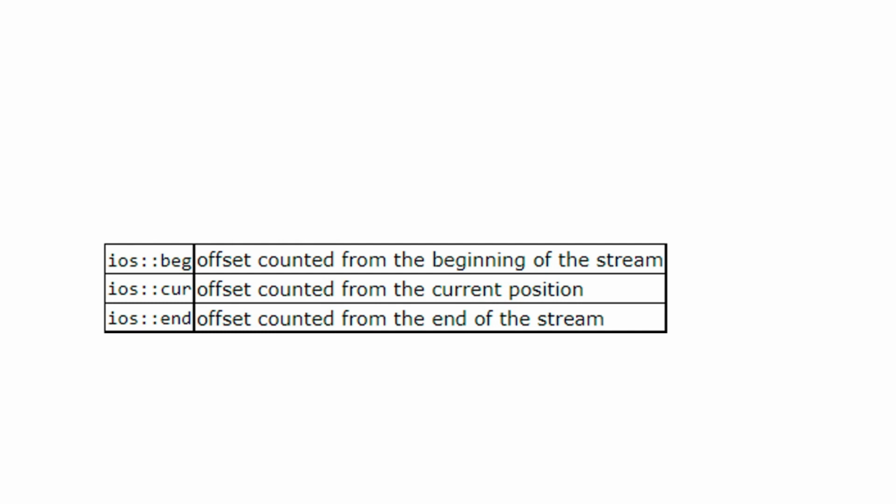Some more: beg is offset counted from the beginning of the stream, cur is offset counted from the current position, and end is offset counted from the end of the stream. Okay.